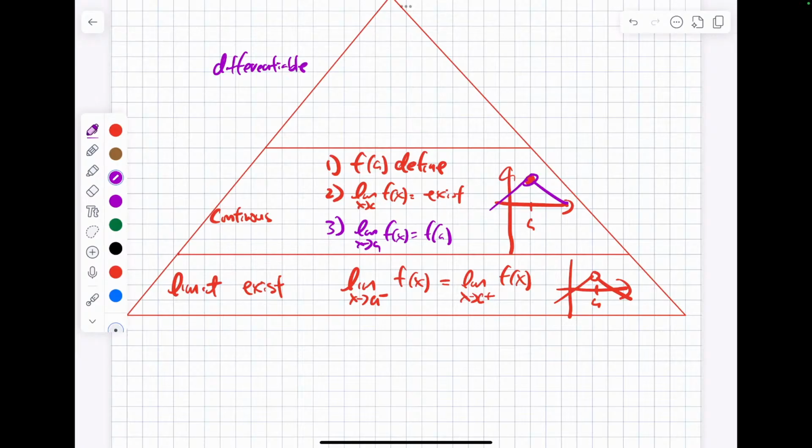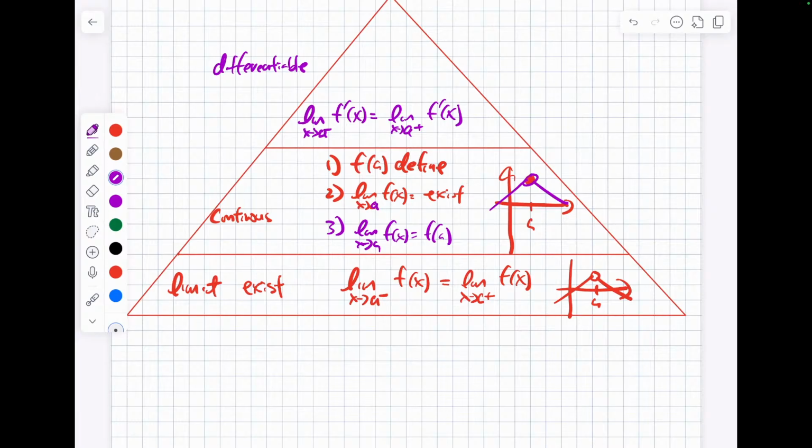differentiable. What does differentiable mean? It means the limit as x approaches a from the left of f prime of x equals the limit as x approaches a from the positive side of f prime of x. Which limit do you have approaching for number 2 on continuous? Number 2, x approaches a. Okay, we're all using a here. So what does that mean?